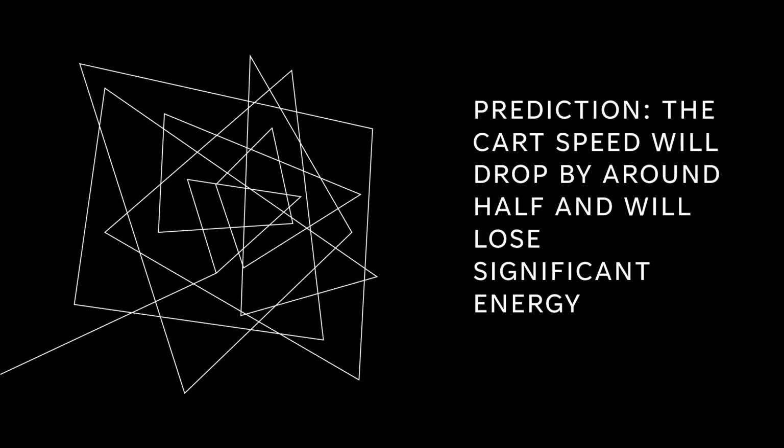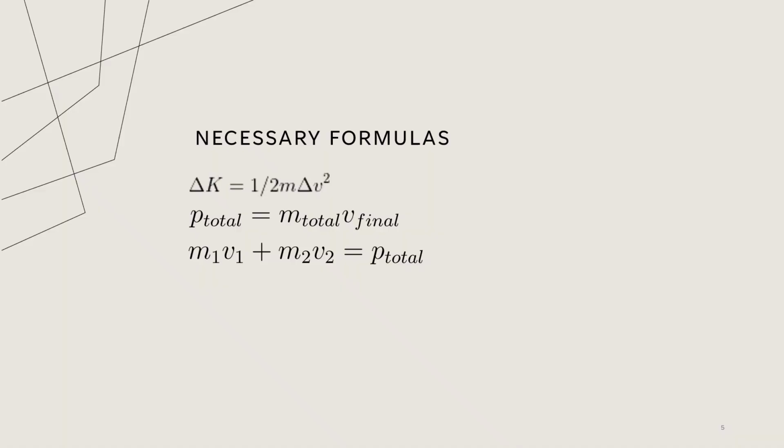So our prediction is that the cart speed will drop by around half and we'll lose significant energy, and this is due to these equations right here. We can see that m1 times v1 plus m2 times v2 is the total momentum, and when we divide the total momentum by the total mass, we get the final velocity. Given that v2 is 0, the total mass is just double m1, so we can understand that v final will have to be half of v1.